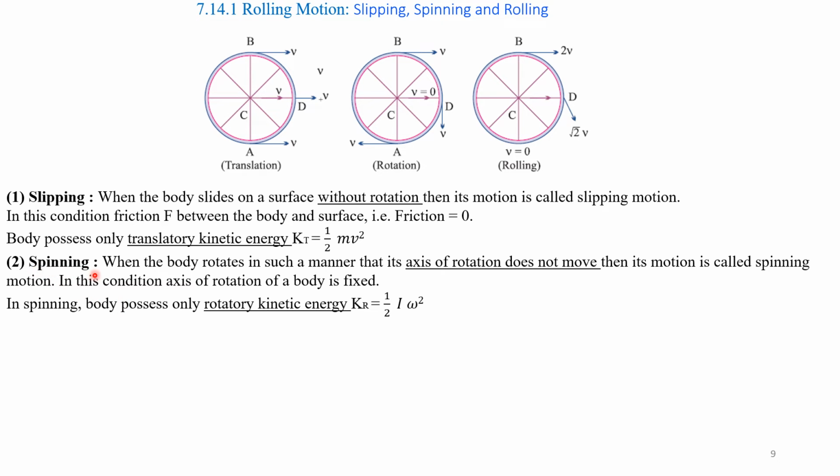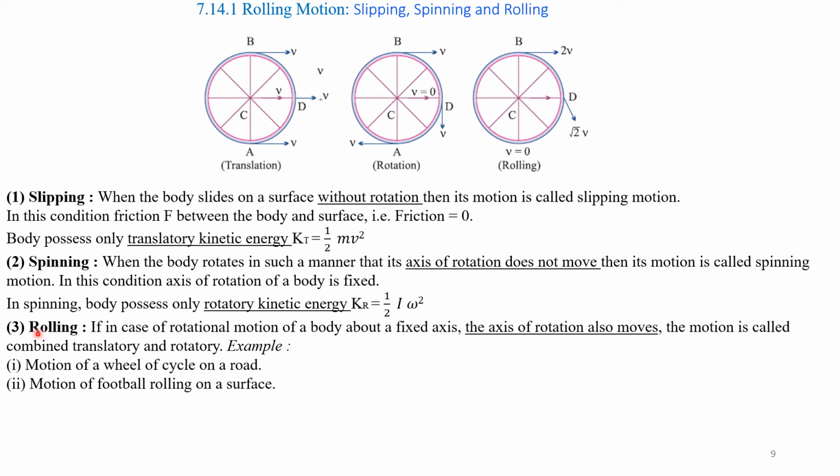Number 2, spinning. When a body rotates in such a manner that its axis of rotation does not move, then its motion is called spinning motion. In this condition, the axis of rotation of a body is fixed. In spinning, the body possesses only rotary kinetic energy K subscript R equal to half I omega square. Here please note, in spinning the axis of rotation does not move. Please underline it.